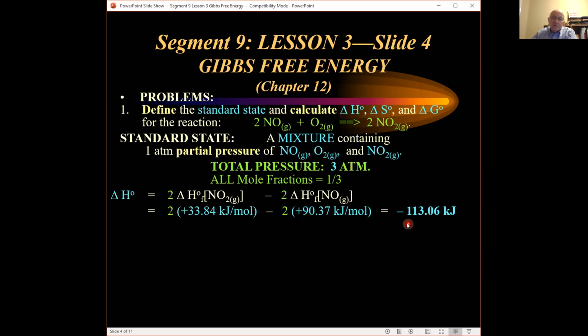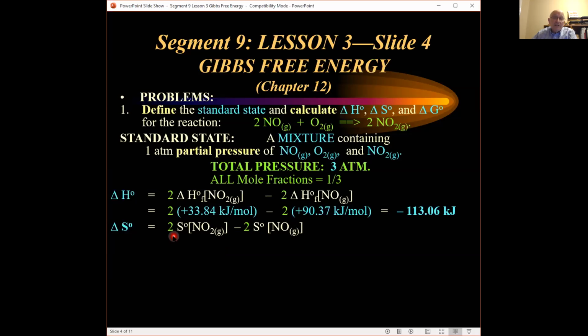Well, the number looks okay. The sign, what about it? Well, it's an oxidative reaction. So oxidation reactions are almost always negative. In fact, I think they all are. I don't know of one that's not. Then the sign ought to be negative, and that's what we're observing.